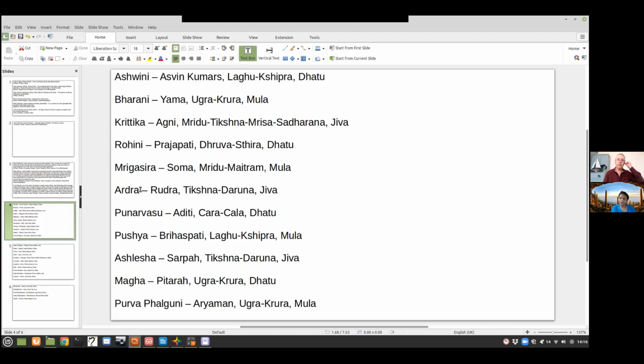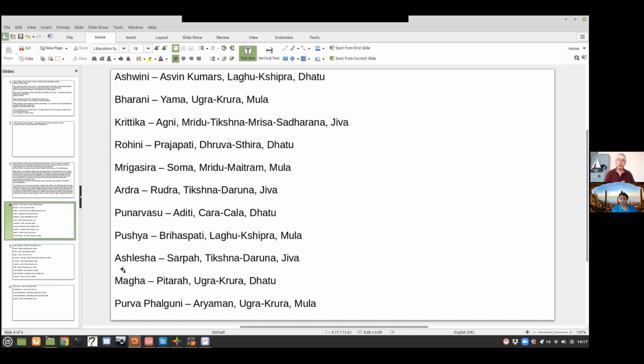Pushya is connected to Brihaspati, the priest of the gods, and it's also a name of Jupiter, and it's Laghu and Kshipra, and it's Mula of the plant kingdom. Ashlesha is connected to the serpent deities, the Sarpa, and it's Tikshna and Daruna, and it's from the animal kingdom. Magha is connected to the ancestors, the Pitris, also called the Pitara, and it's Ugra and Krura, and it's of the mineral kingdom. Purva Falguni.